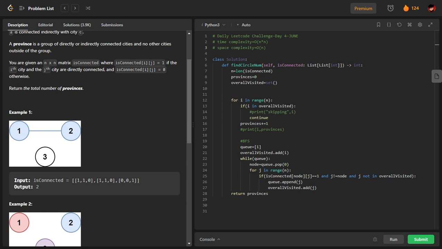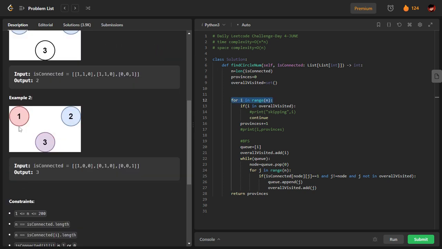So I will just again repeat the overall aim of this question. See why all these things. This outer for loop will ensure that each node is visited. For example, in this case, you see these nodes are not connected at all. So each of them is going to form a separate province.